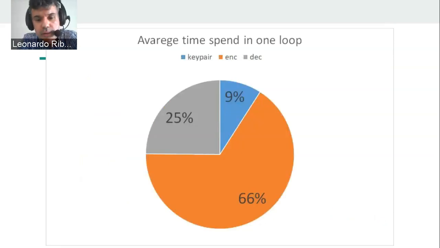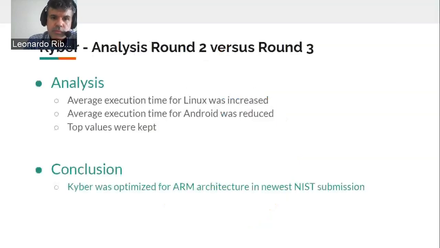There is a pie chart where you can see that the part of the code with the highest consumption was the encryption, and the lowest was the decryption, while we tested Kyber code. So those are the conclusions of the Kyber tests.